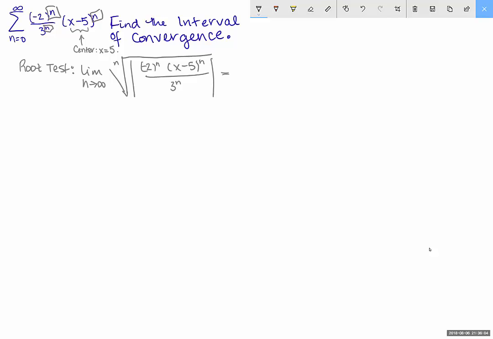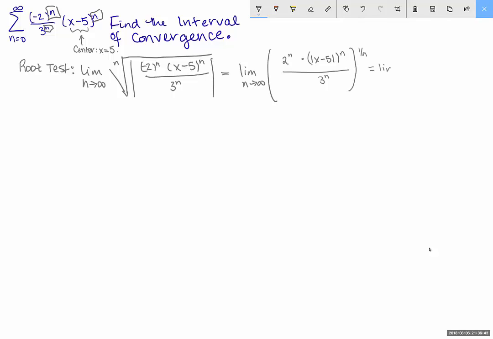So in this case, the first thing to remember is that when we raise something to the nth power, that's the same as raising it to the 1 over n. And we're taking an absolute value here. The absolute value of negative 2 to the n is just 2 to the n. And then when I take the absolute value of x minus 5 to the n, that's the same as taking x minus 5's absolute value and then raising it to the nth power. And then in the denominator, I just have 3 to the n. 3 to the n is always positive.